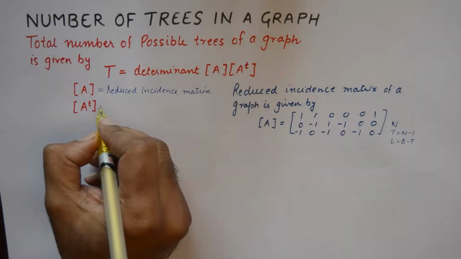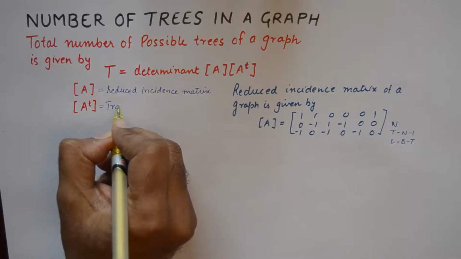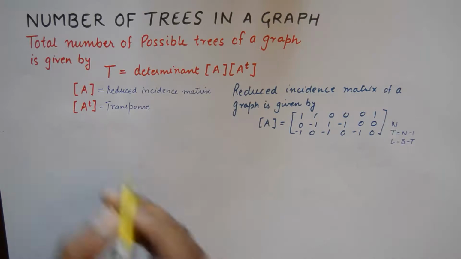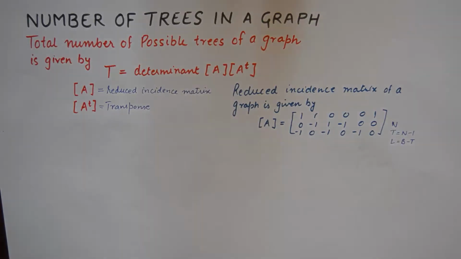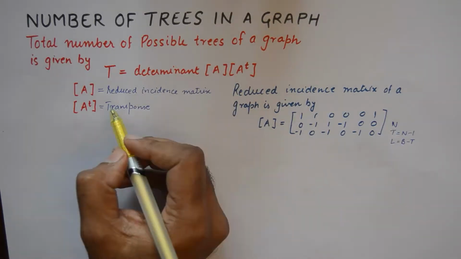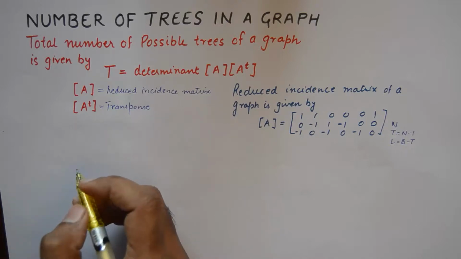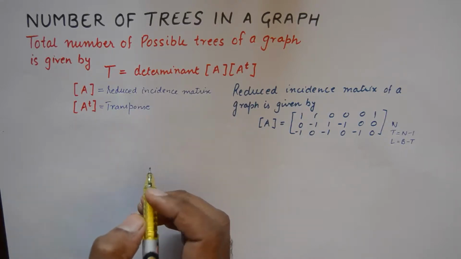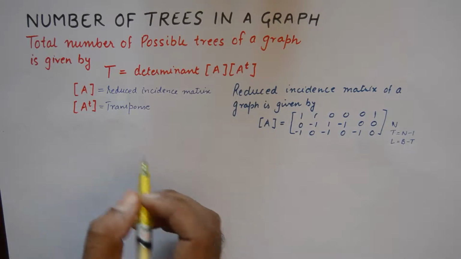And the transpose of this reduced incidence matrix is AT, and if you multiply these two and find the determinant of that matrix, we will get the total number of trees.